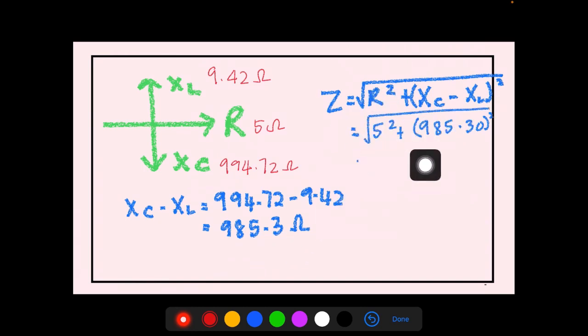So substitute all the values, we get impedance equals to 985.31 ohm. So we get 1 mark for the substitution and JU1 for the answer and unit.